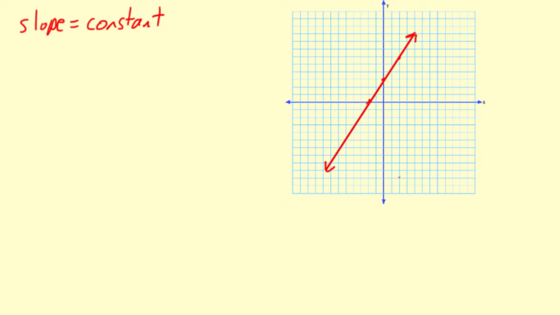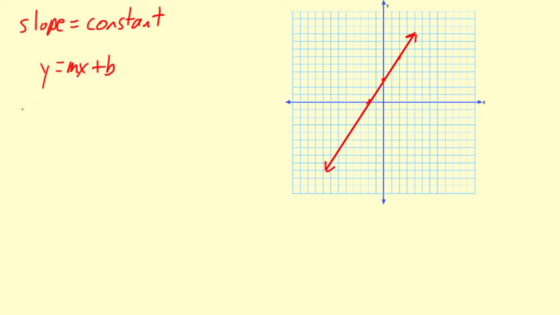So here's one representation. I have a graph right here, and notice that there are arrows on both ends. That means that it continues in both directions forever. Another way to represent a linear function is an equation, and one way is slope-intercept form. That's usually the first way you learn about these things. Y equals mx plus b, where m is the slope and b is the y-intercept.